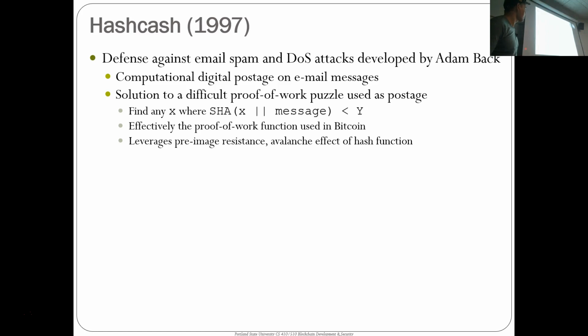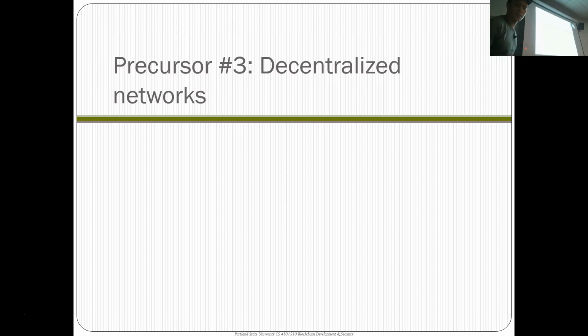So this is basically the proof of work function used in Bitcoin, except Bitcoin is using a different hash function. So this leverages the avalanche effect of the hash function, not really pre-image resistance. I should update that, mostly avalanche.